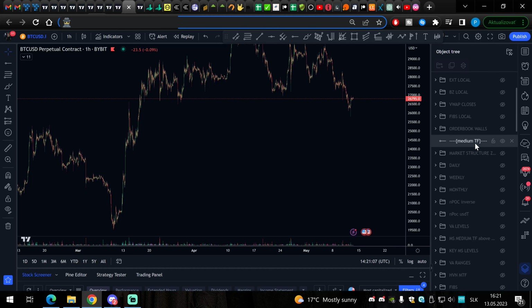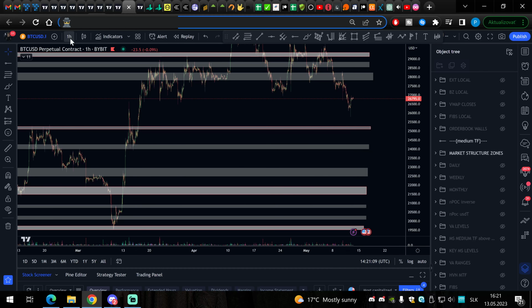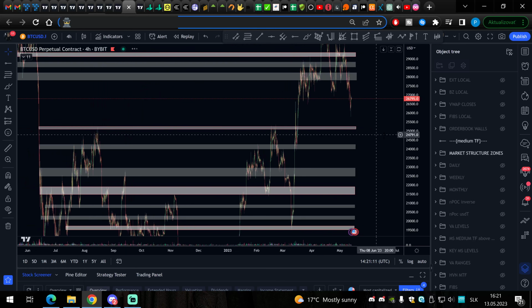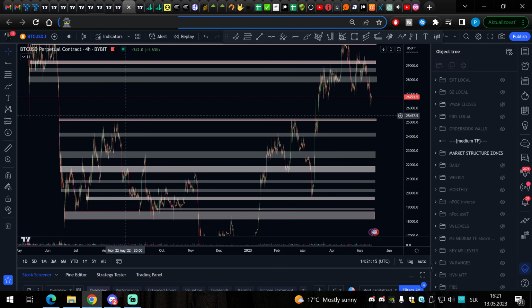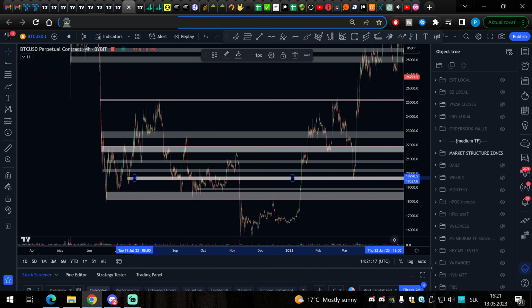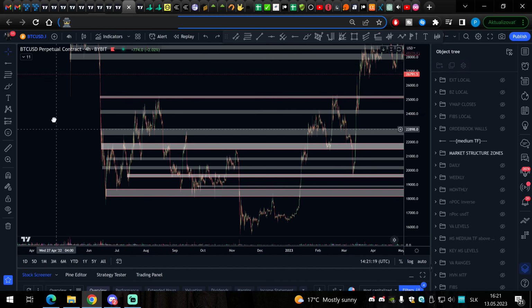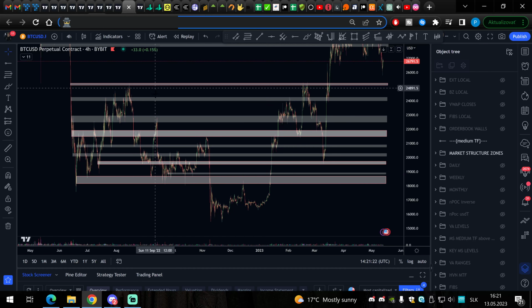In the medium time frame, we have the market structure zones, which are from the 1 hour and higher time frames. I mean, they are very old. They can be a few months old, from massive ranges we were creating before. Look at this range here, multiple zones.